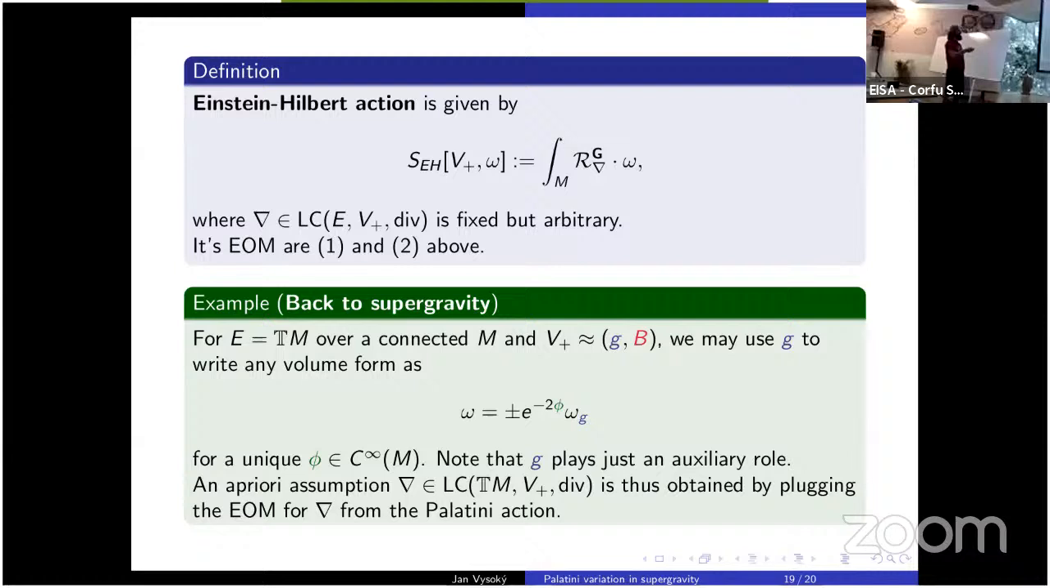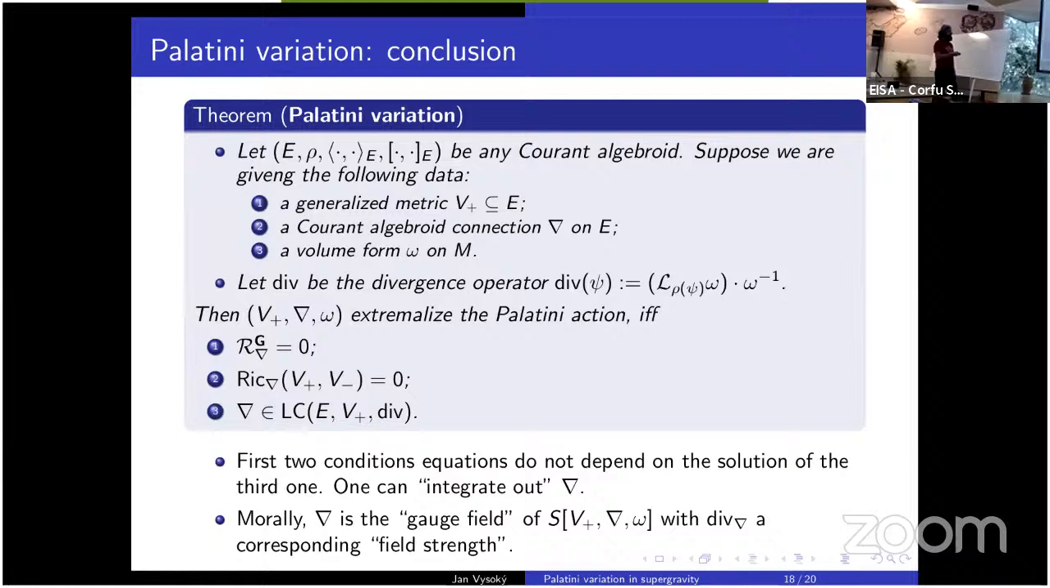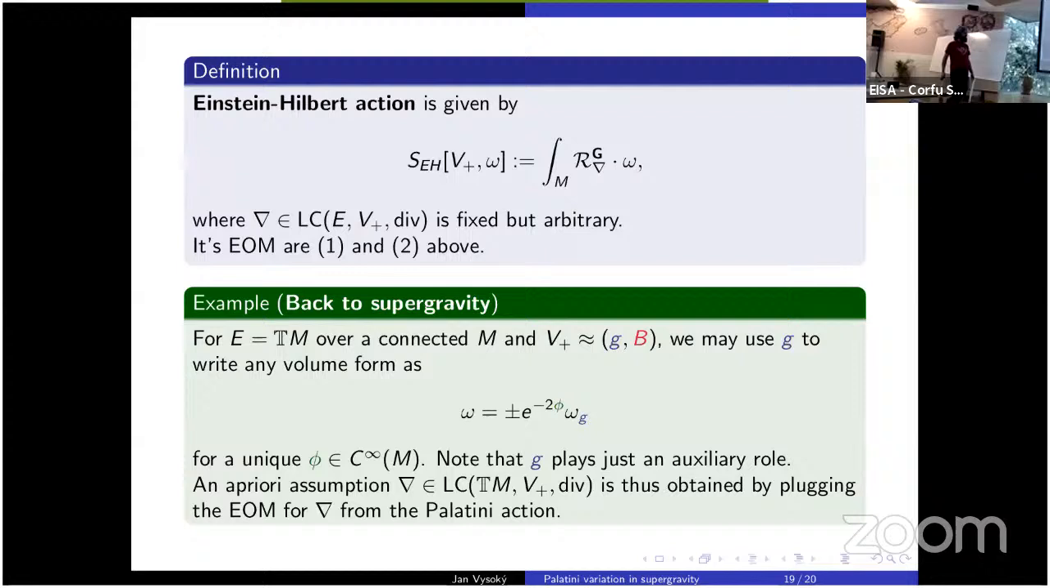of your equation. So its Levi-Civita has this particle divergence and it's fixed, but it can be otherwise arbitrary. And then the remaining equations of motion remain the same, in particular these two equations of motion. So this, again, nicely explains why these two equations are precisely the equations of motion. And how do you get the original supergravity action out of this?